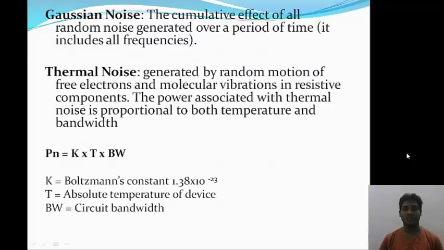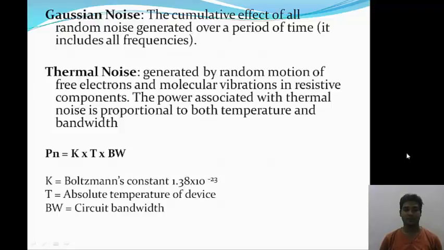Gaussian noise. What is Gaussian noise actually? There are different kinds of noise, and if we take the cumulative effect of all the random noise generated over a period of time, it is called Gaussian noise. What is thermal noise? It is generated by the random motion of free electrons and molecular vibration in resistive components. The power associated with thermal noise is proportional to both temperature and bandwidth.